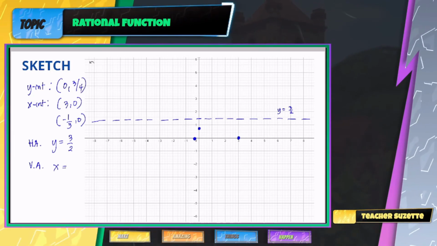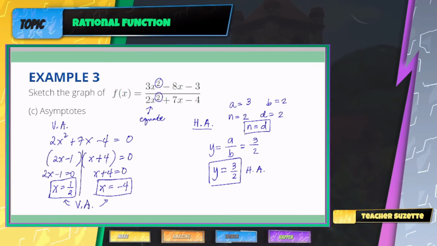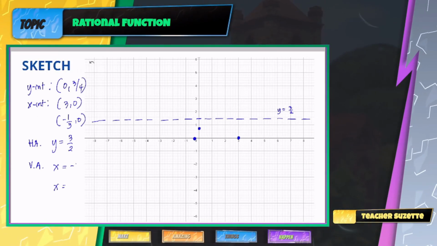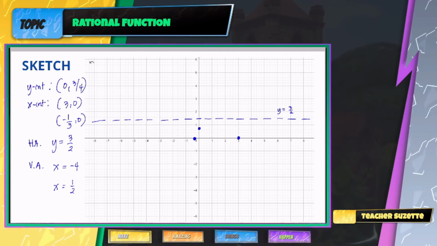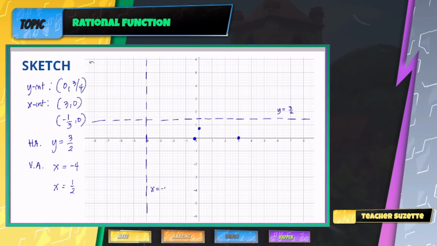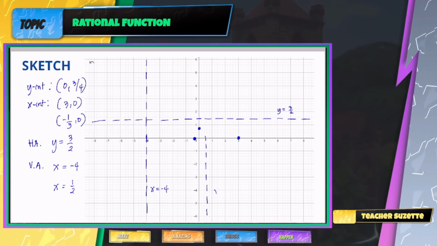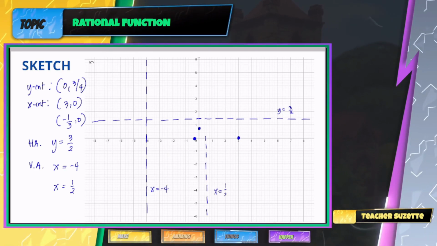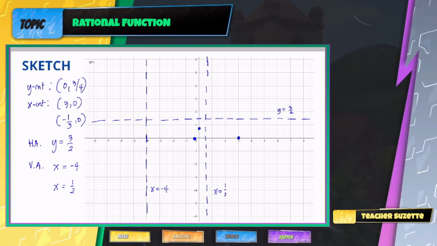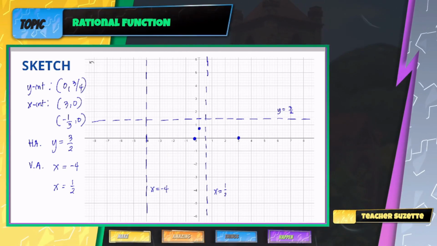So, para naman po sa ating vertical asymptote, saan yung ating vertical asymptote? So, meron tayong 1/2 and negative 4. So, we have negative 4 and 1/2. Vertical, x is equal to negative 4 and the other one is x is equal to 1/2. Ayan po yung ating structure muna ng sketch. So, na-plot na natin yung ating mga vertical asymptote, horizontal asymptote, at mga intercepts.